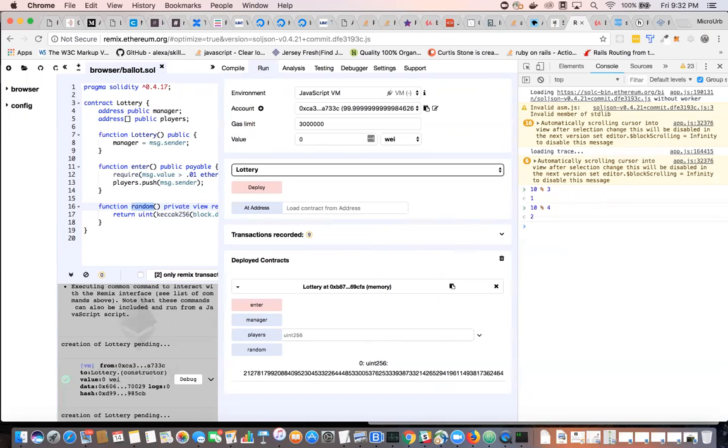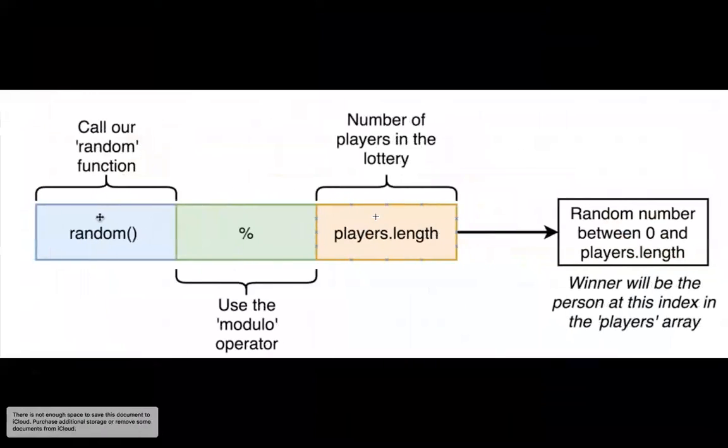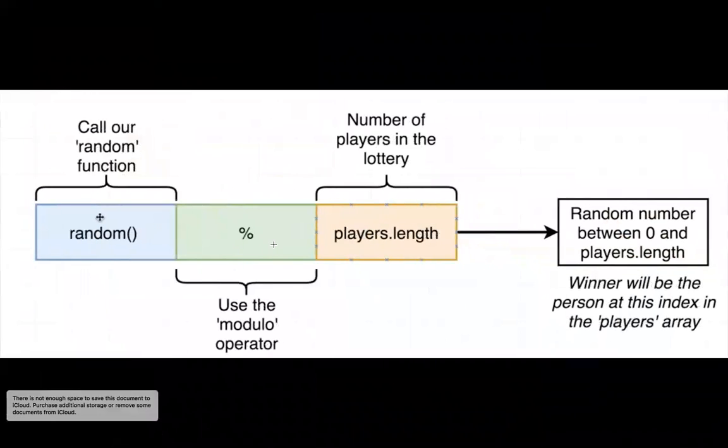I can use this property to get an index of the winner inside of my players array. So going back to the diagram, I will say random modulo players.length. This is the number of players who have entered into my lottery, and that will return to me the remainder of division between random and the players length. This number is always going to be between 0 and players.length minus 1. So I can use that number as the index of our winner inside of the players array.